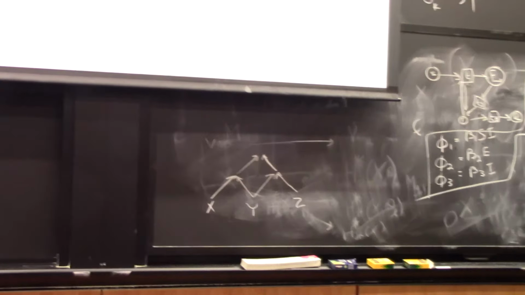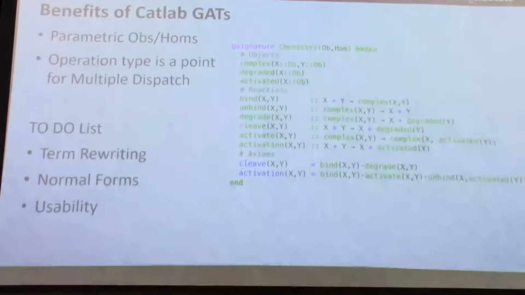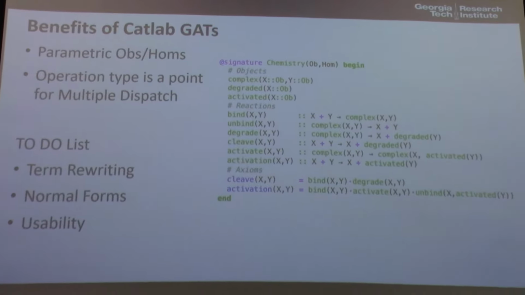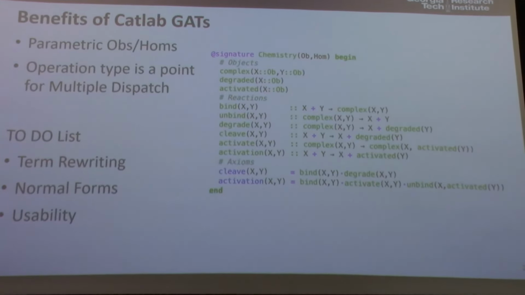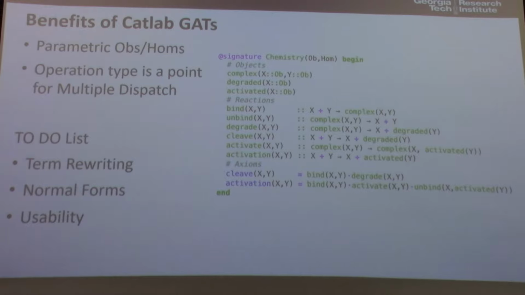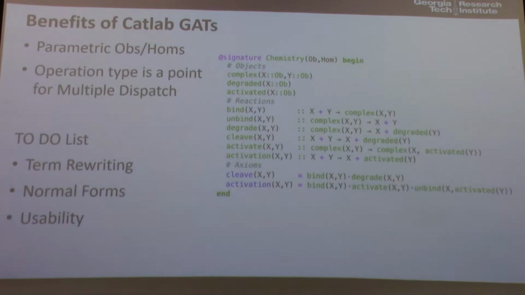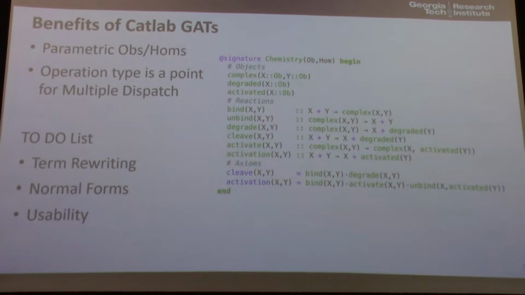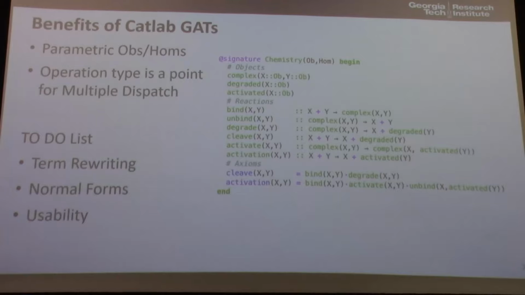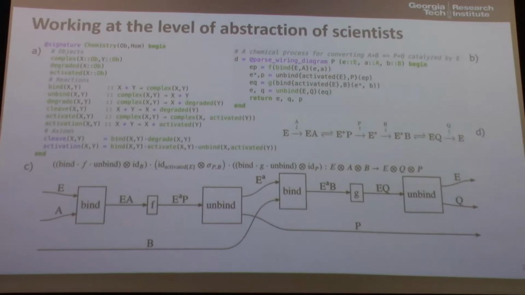And so I just want to go back to why we use generalized algebraic theories. It lets you describe these axiomatic systems for representing your models. And it's kind of universal, so GATs are closed under abstraction. So the theory of GATs is a GAT, which is pretty cool. And yeah, so the to-do list: term rewriting, normal forms, usability, stuff like that.